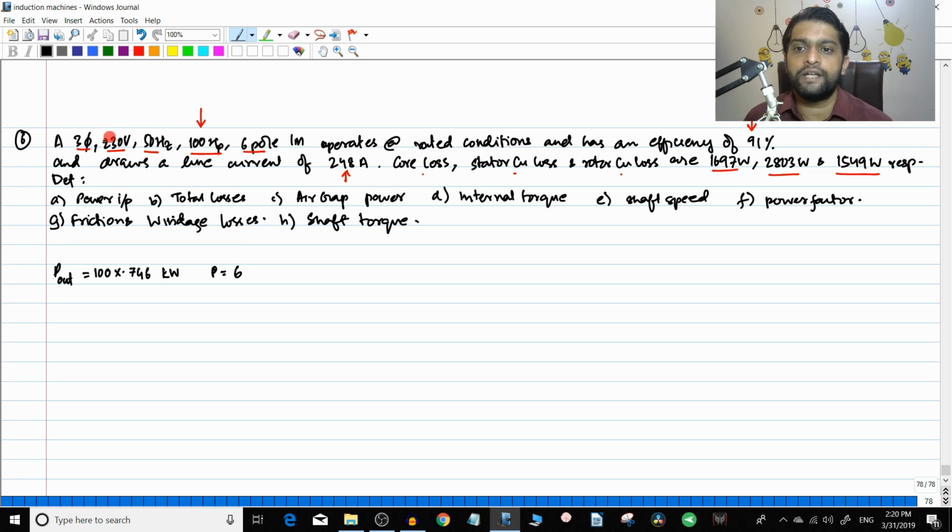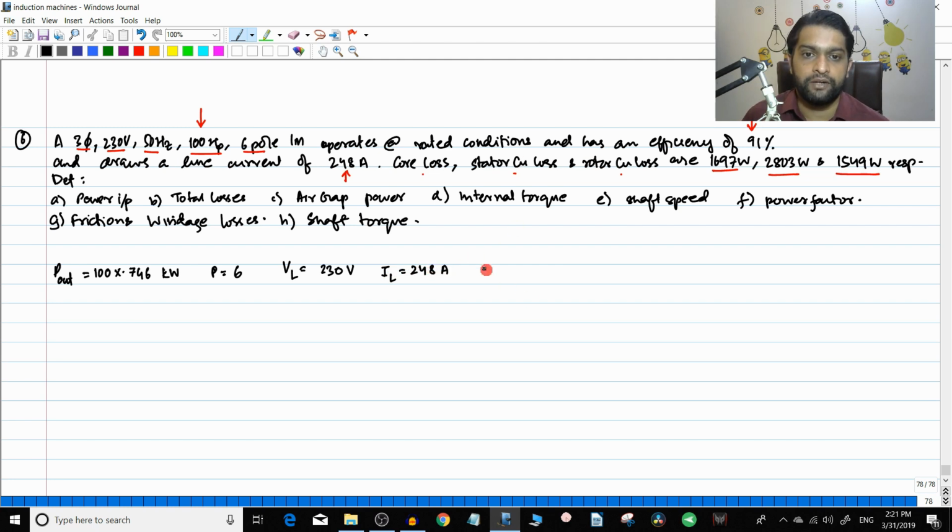And see, this 230 volt, I have told you whenever they give the voltage like this, it is always the line to line voltage. So this motor has a line to line voltage of 230 volt. Don't think that just because they have given 230 volt, it is phase voltage. Remember that. So V line is given to be 230 volt, and it draws a line current of 248 amperes. So IL is equal to 248 amperes.